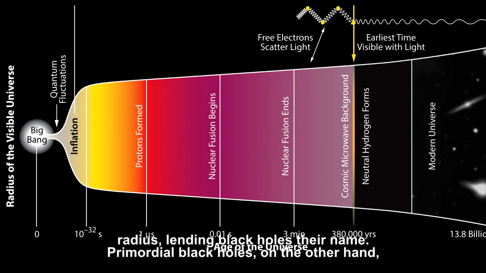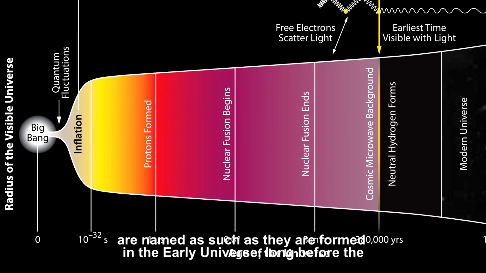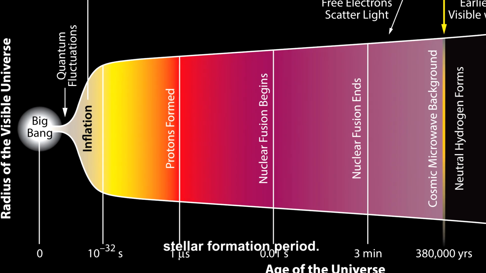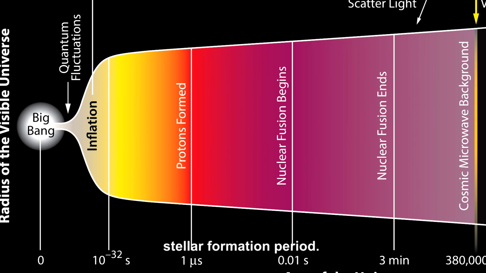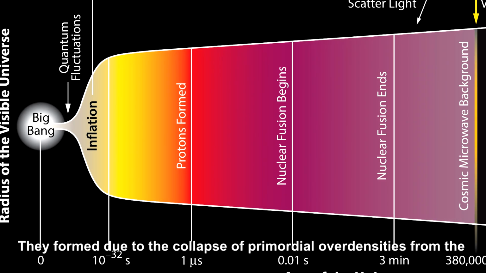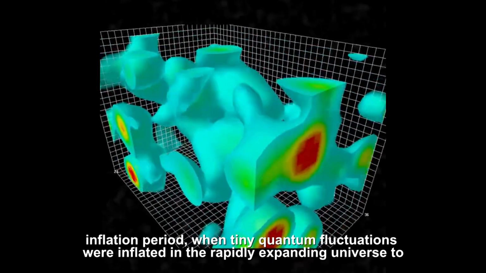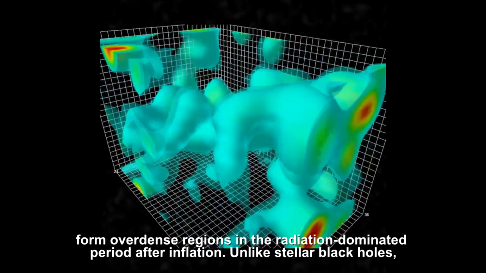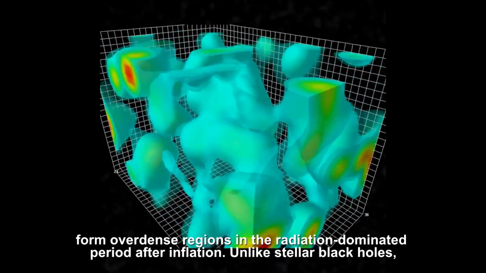Primordial black holes, on the other hand, are named as such as they formed in the early universe, long before the stellar formation period. They formed due to the collapse of primordial overdensities left over from the inflation period, when tiny quantum fluctuations were inflated in the rapidly expanding universe to form overdense regions in the radiation-dominated period after inflation.